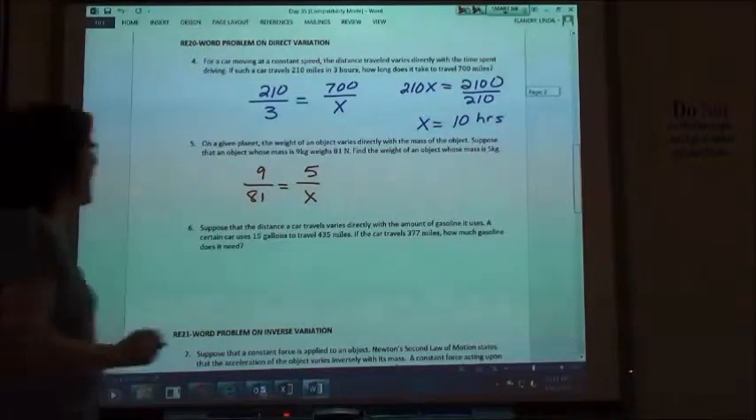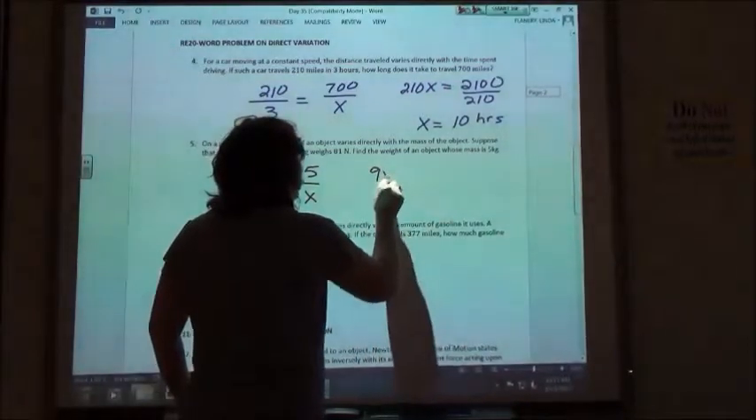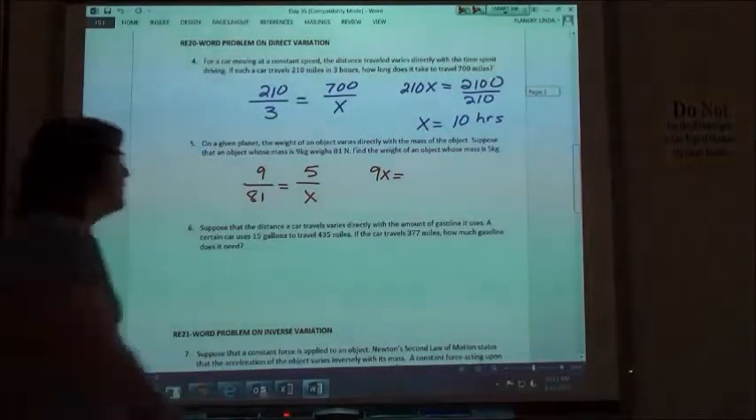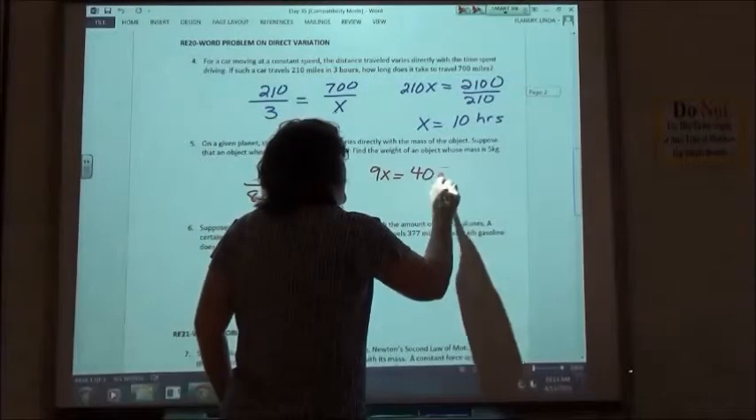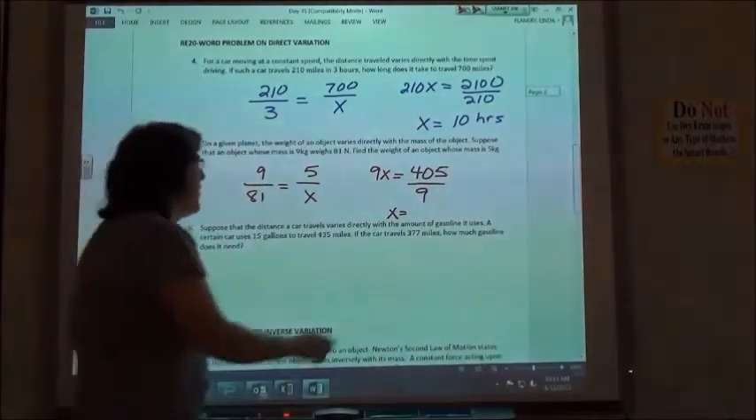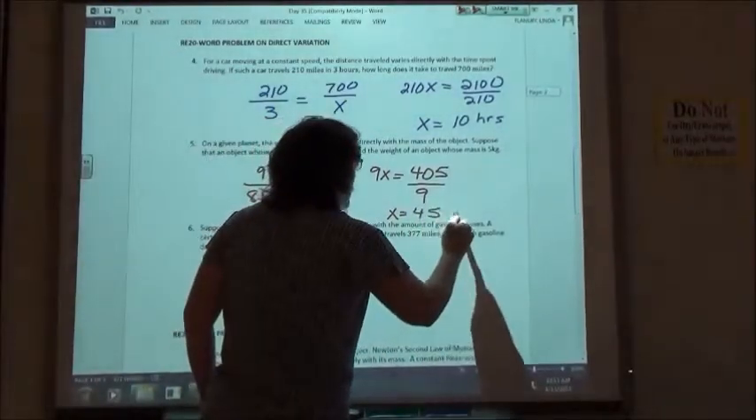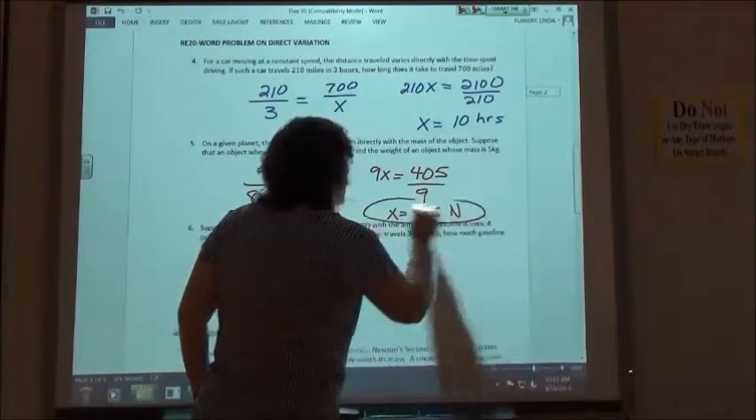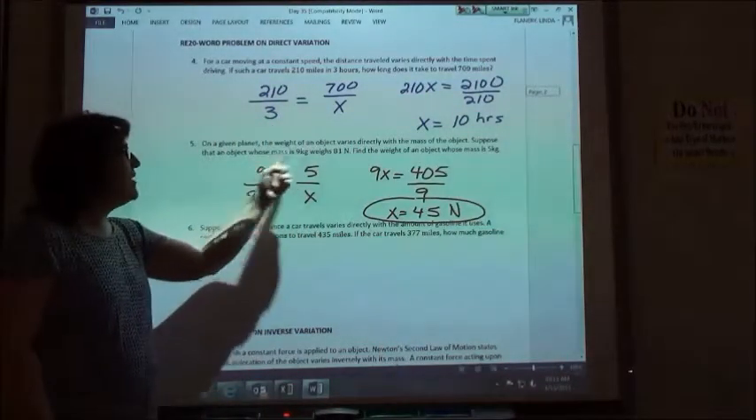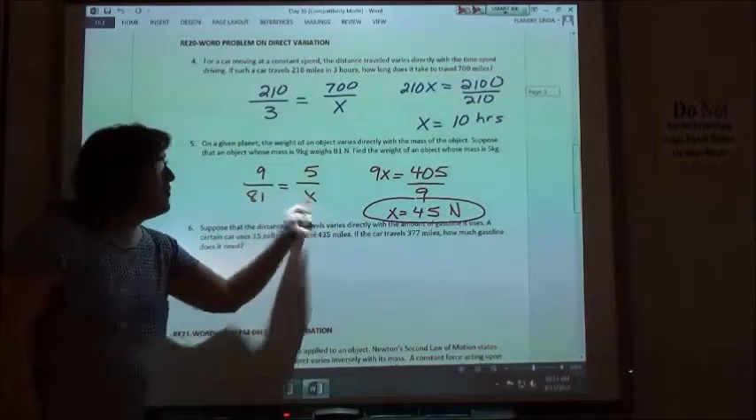And so 9x is going to equal 5 times 81, 405. And if we divide that by 9, 45 newtons. So here, my mass went down, so did the number of newtons, right?